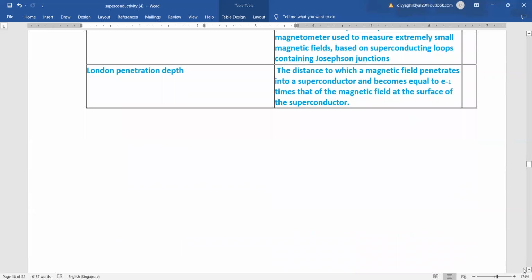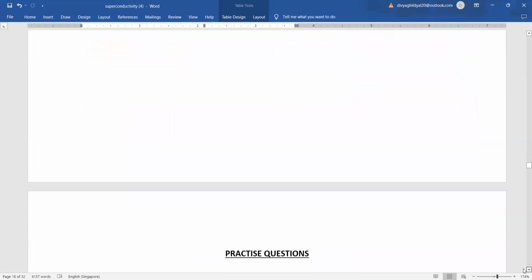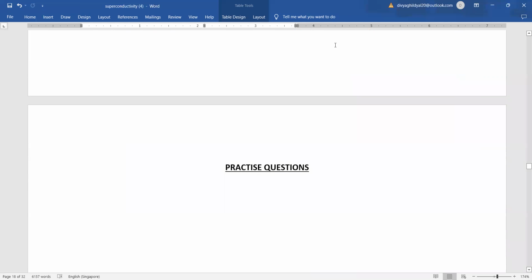The amount of magnetic field penetrated by the superconductor is known as the London penetration depth.